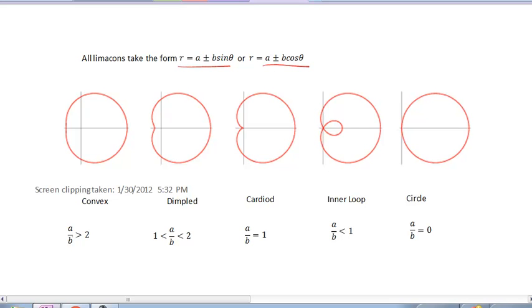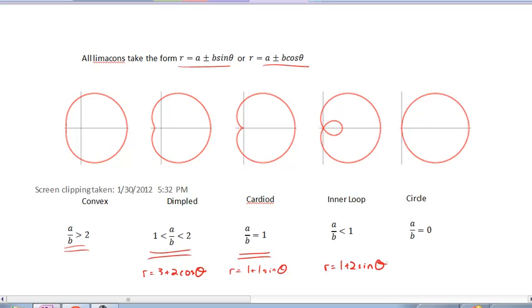So we start over here, when a over b is greater than 2, we get almost a circle, but pretty convex. We saw a dimpled limaçon. That was the first example that I put on video. In class, we did a cardioid. Right? So the one we did in class today, if you look back at the formula, was r equals 1 plus 1 sine theta. I believe the one that I did in the first example was r equals 3 plus 2 cosine theta. And the one I just did was r equals 1 plus 2 sine theta.